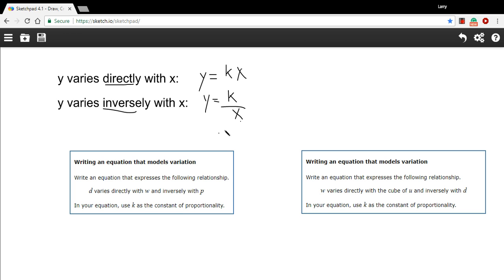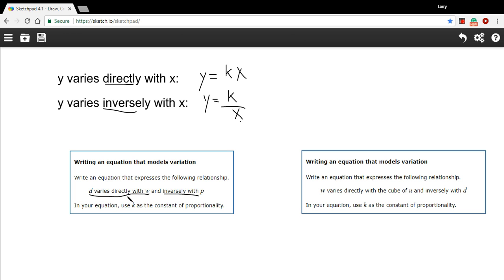It's also possible to combine these two types of variation in one problem. And that's what we're going to see here, and I want to show you how to do that. Let's read this first problem. It says, write an equation that expresses the following relationship. D varies directly with W, and D varies inversely with P. So that's a combined type of variation.